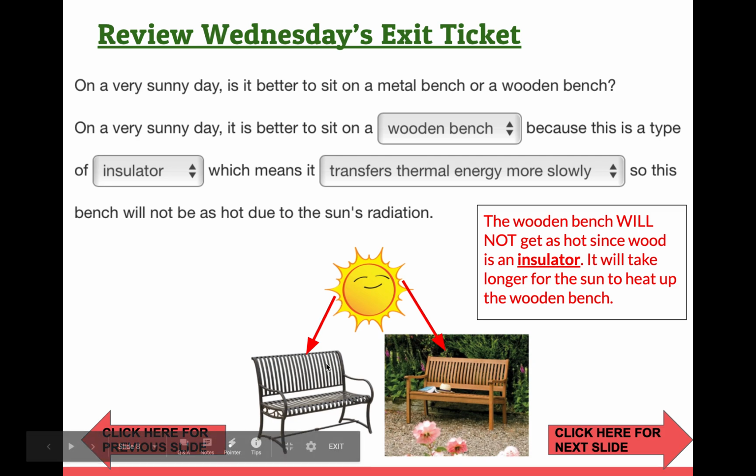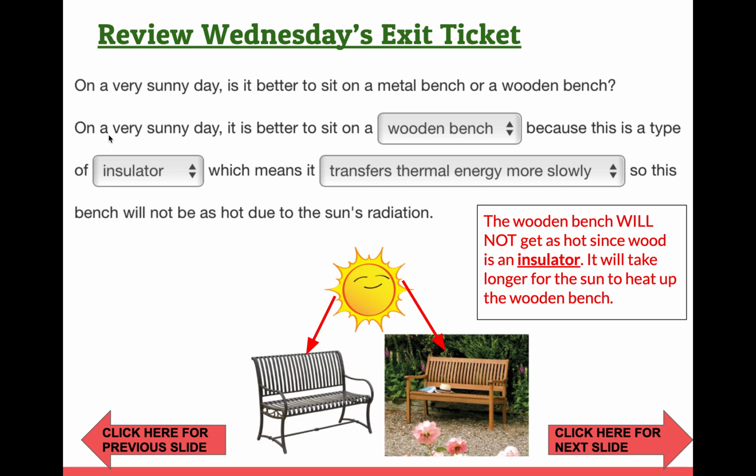Well, you know that metal is a conductor. Metal is going to heat up really fast. However, wood is an insulator. So the wooden bench will not get as hot since it's an insulator. It's going to take longer for the sun to heat up the wooden bench. Because remember, insulators transfer thermal energy slowly.